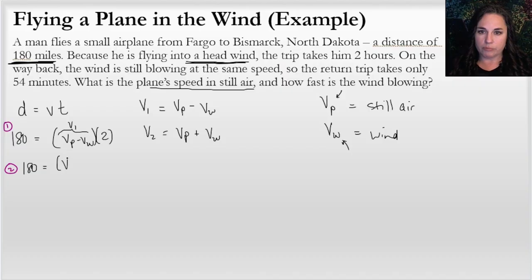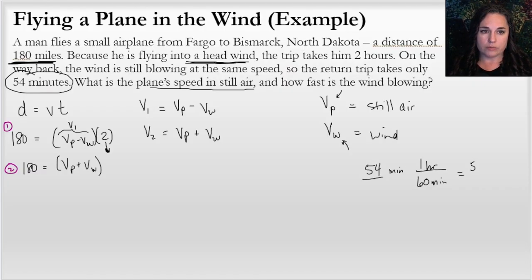On the way back, I get the boost from the wind, so I have a plus in here, and then I was thinking about the number on the end. This is 2 hours, and they give me 54 minutes. I think part of the difficulty here is that I believe they want the speed of the plane in miles per hour, so I'm going to convert that 54 minutes to hours. There's 60 minutes in 1 hour, so that gives me 54 over 60, or 9 over 10 if I divide by 6. So 9/10 is 0.9, the time.